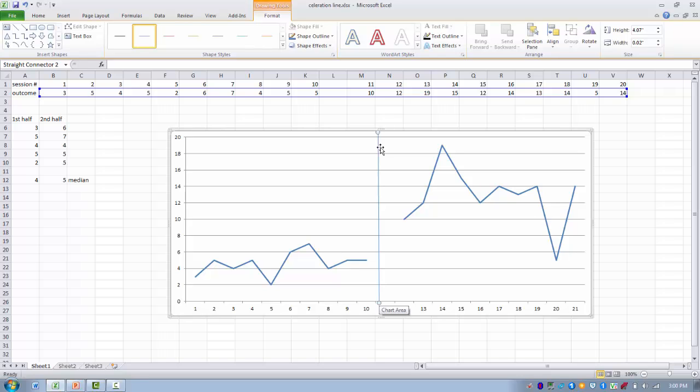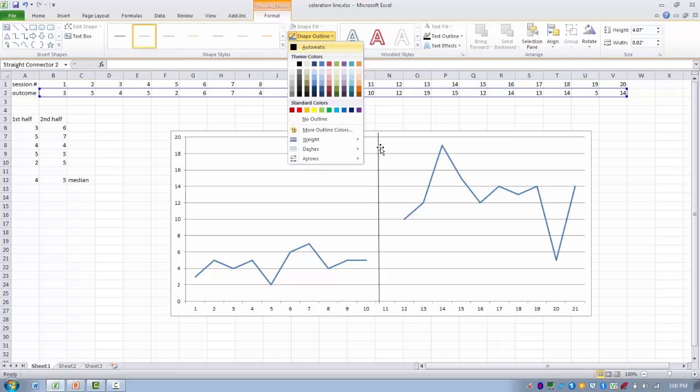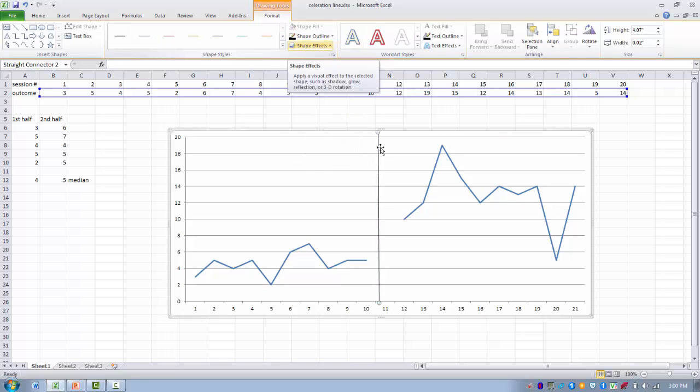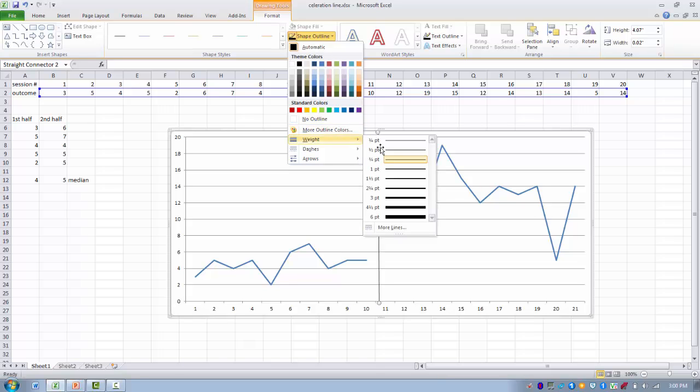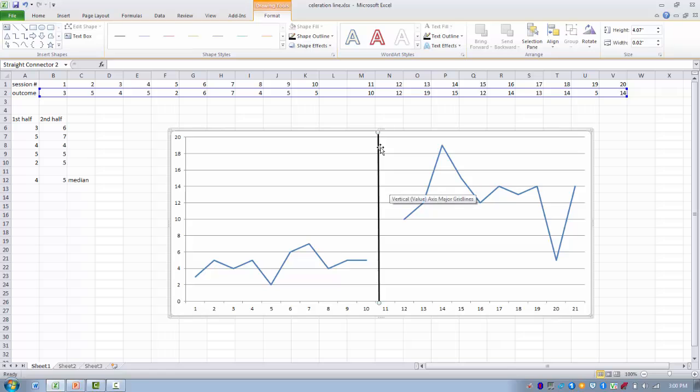Okay, once I have that in place, I can go ahead and format that a little bit. I'm going to make it a different color from my data line, and I'm also going to make it thicker by clicking on the weight of the line and let's make it a 2 1/4 point line. So now I can visualize the difference between my two phases. Here's my baseline phase, here's my treatment phase.